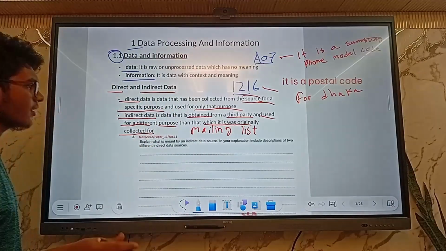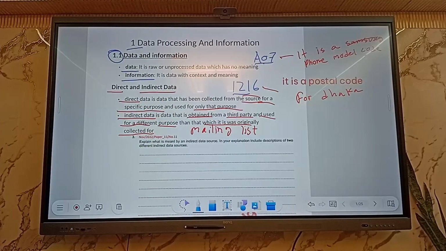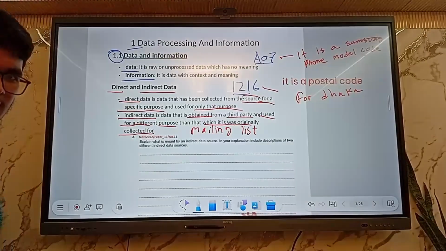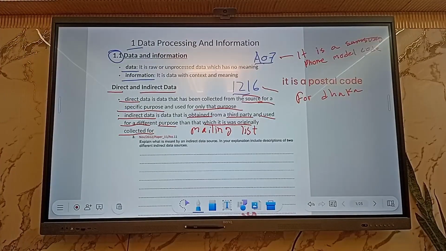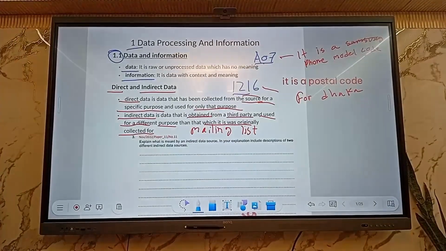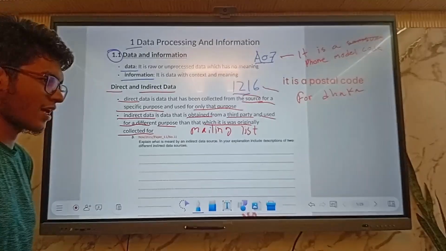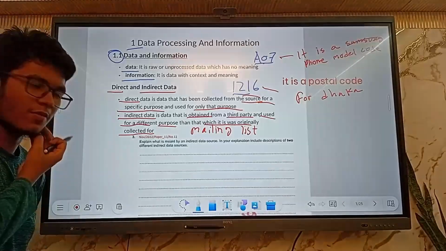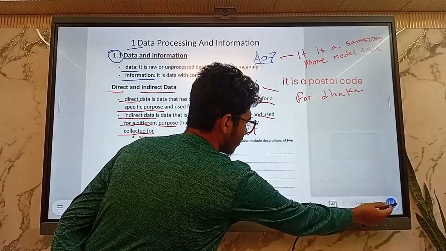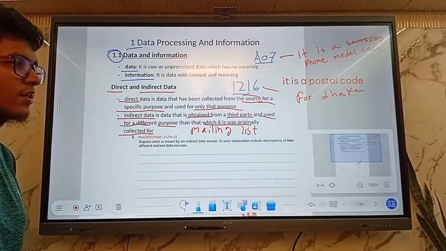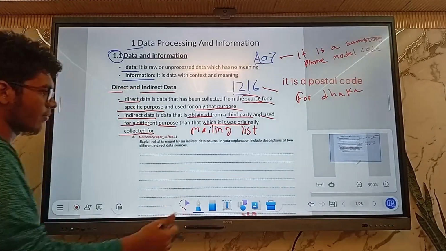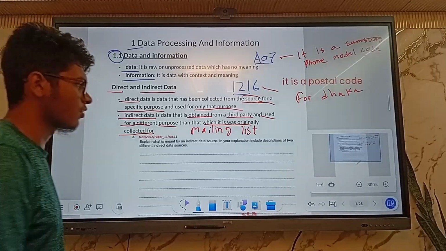Now another example is, when you go to certain websites they enable cookies and stuff. That can be direct data, but if it's sold to a third party and they use it to maybe arrange a type of scam, that can be indirect data. We'll be going through more of this later on. So let's move on. I will be providing some notes in the description with better information, so it will become easier for you to understand.